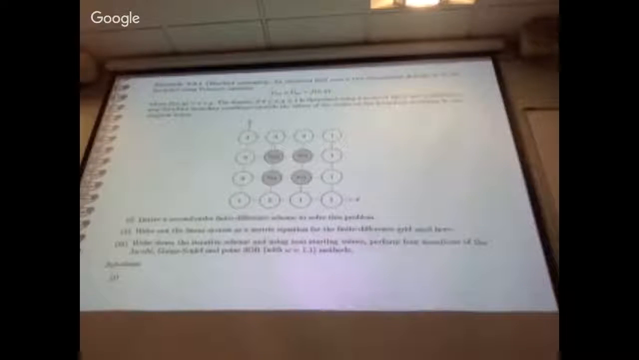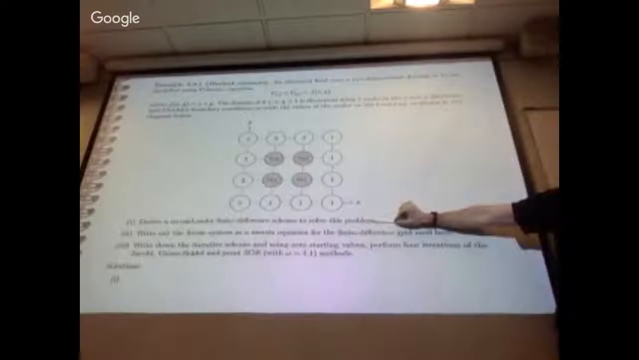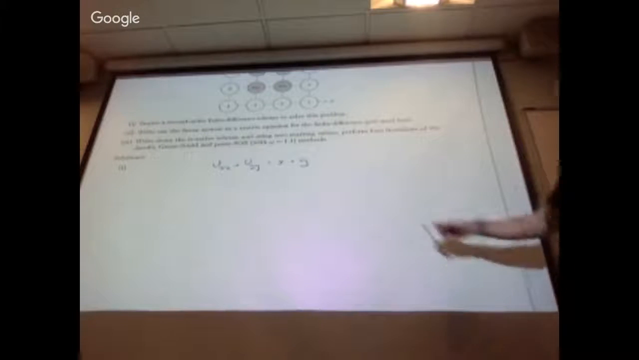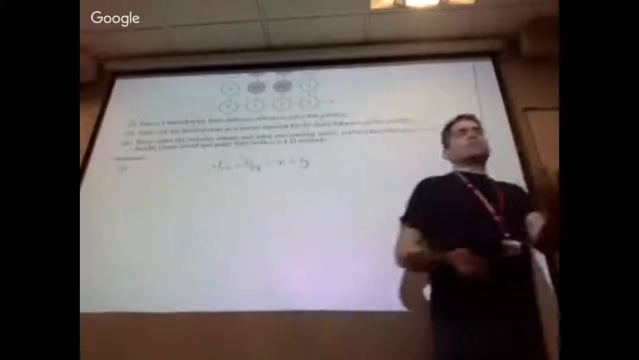Okay, first thing we need to do is to derive a finite difference scheme. I'm going to use the second order finite difference scheme to do this. So we start off with our PDE. That's our PDE, and instead of f of x, y, I've just put x plus y straight into it. And now, first thing we do, in general, with finite difference methods, is we replace the derivatives with our finite difference approximation.